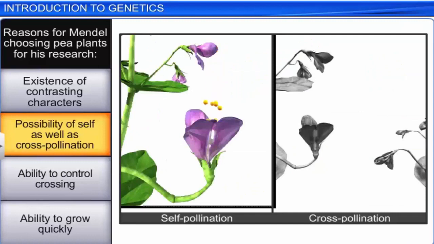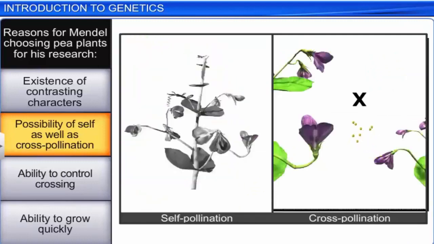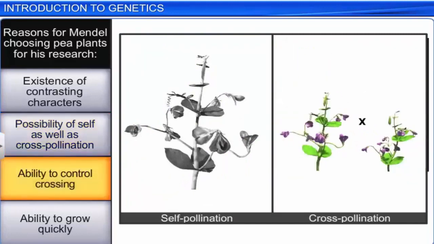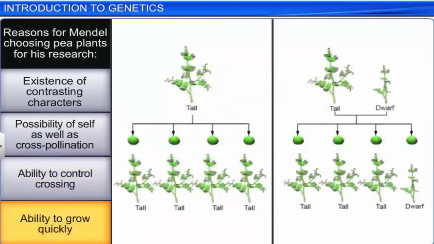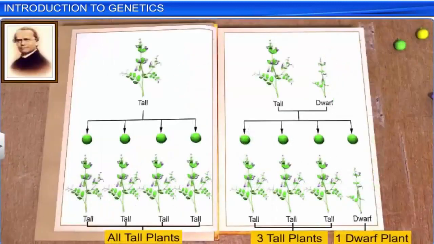Moreover, self-pollination as well as cross-pollination was possible in these plants, and crossing between these plants could be controlled. In addition, these plants grow quickly and produce a large number of offspring. Mendel, for the first time, had applied statistical analysis and mathematical logic to problems in biology.